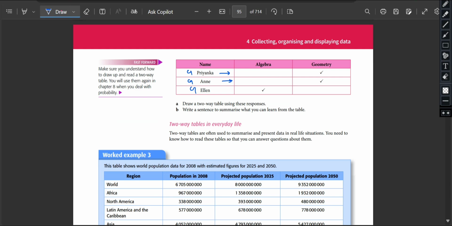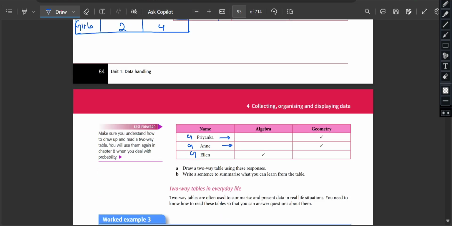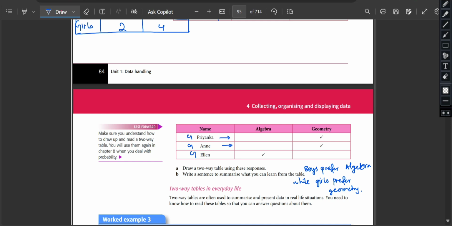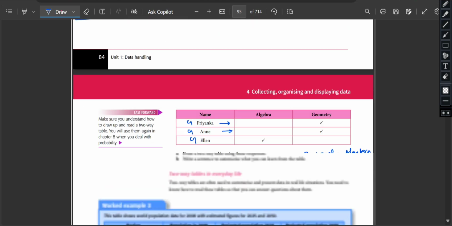Part B, write a sentence to summarize what you learned from the table. So we are going to tell what we have learned from this table. We will say that in general, if we look at this, we can see that mostly boys prefer algebra while the girls prefer geometry. Here it is. That's the main concluding sentence that we can make out of this answer. So that is it. Our exercise 4.5 is complete.